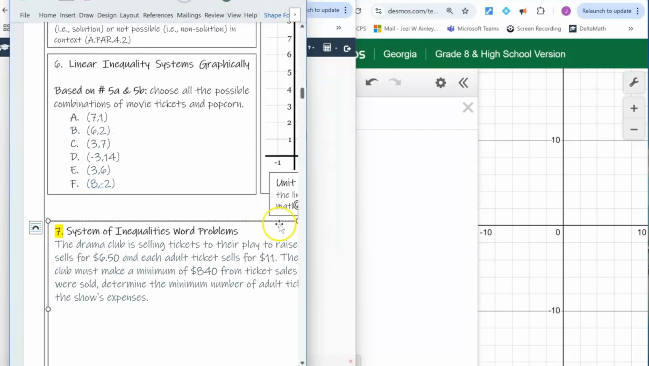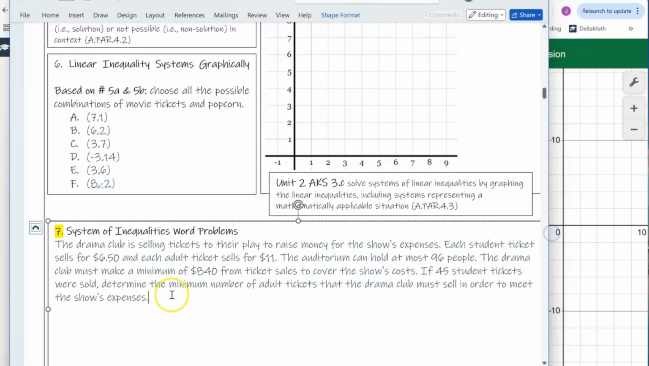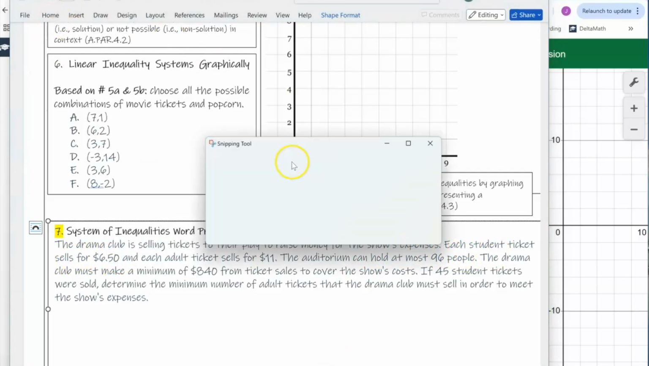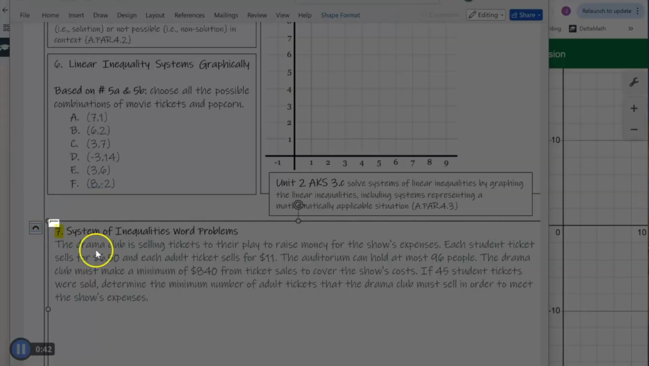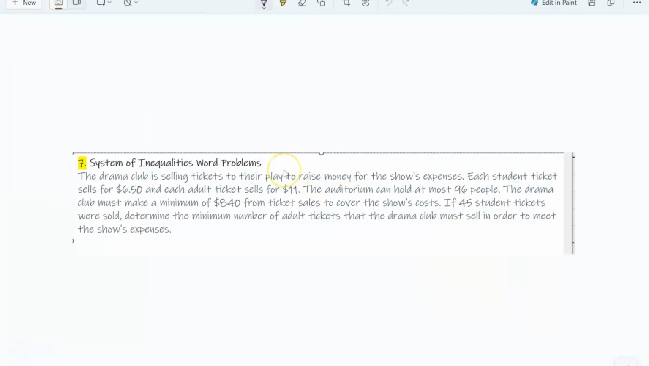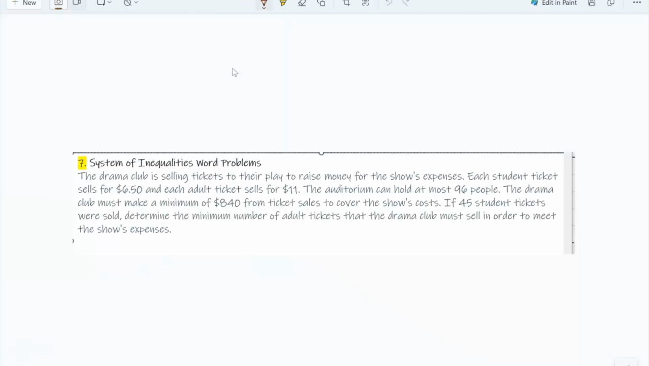So it says, all right, it says the drama club is selling tickets to their play to raise money for the show's expenses. Each student ticket sells for $6.50. So again, let's start off with our keywords as we always do. We're going to find the numbers and underline them, since in the assessment you only have the underlining tool. So here's my number 6.50. What does 6.50 go with? What does it represent? It is a student ticket, okay?